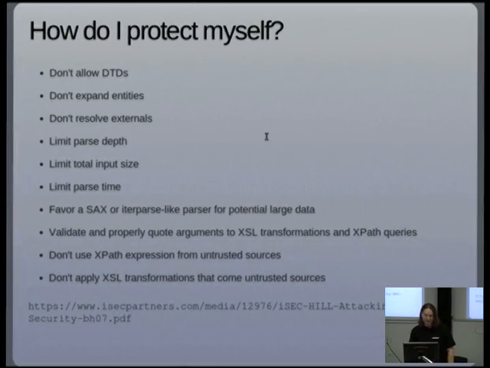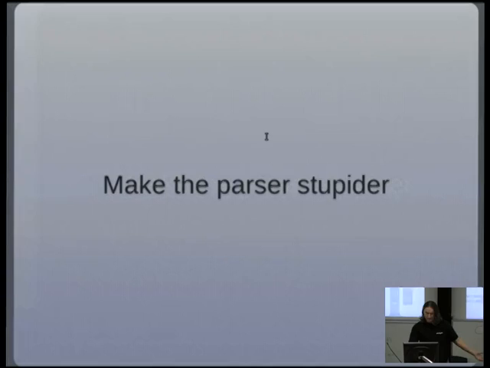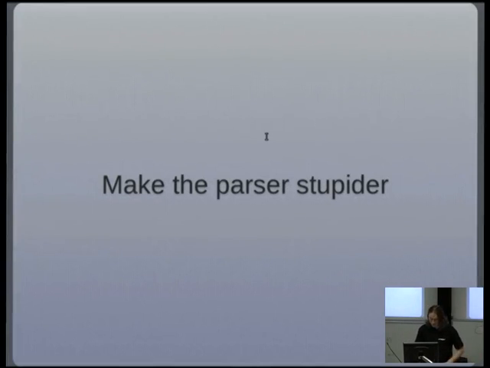To protect yourself from XML, don't allow DTDs, don't allow document type definitions, don't expand entities, don't resolve externals, limit the parse depth, limit the total input size, limit the parse time, use an iterative parser like SAX. You just wanted to read your data. You didn't want to have to go through all this stuff. And again, all of that comes down to the same principle as before. Your parser has to be stupid. You've got to make your parser stupid enough that it's not doing anything you didn't realize that it could do.